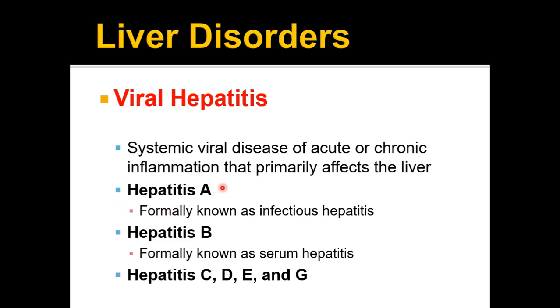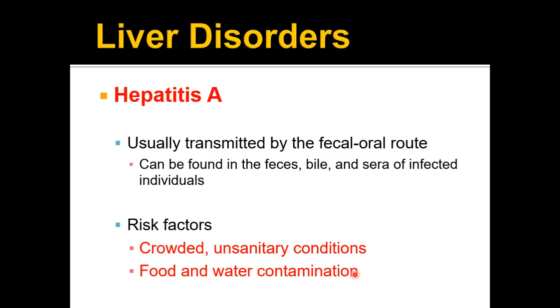So hepatitis A, the hepatitis A virus, used to be known as infectious hepatitis, but that's an old term. All the hepatitis viruses are infectious. The thing to know about hepatitis A is that it's self-limiting. We don't have a chronic version of hepatitis A that we'll look at in a second. I've just discovered I'm jumping ahead. And then hepatitis B. We're going to look at hepatitis B, used to be known as serum hepatitis, and then hepatitis C, D, E, and G. So let's look at Hep A first.